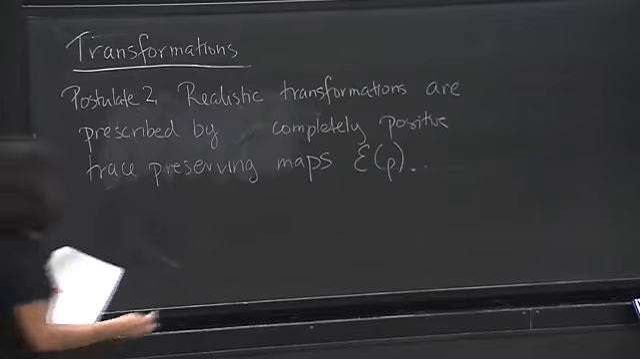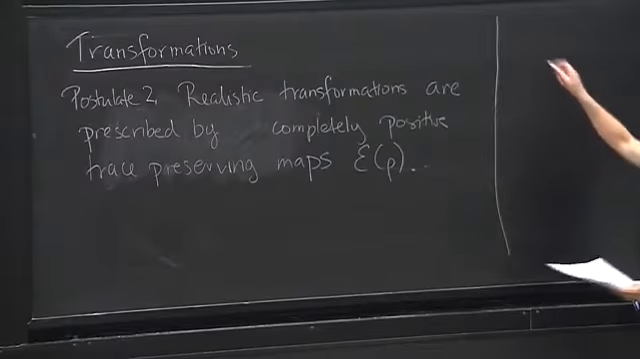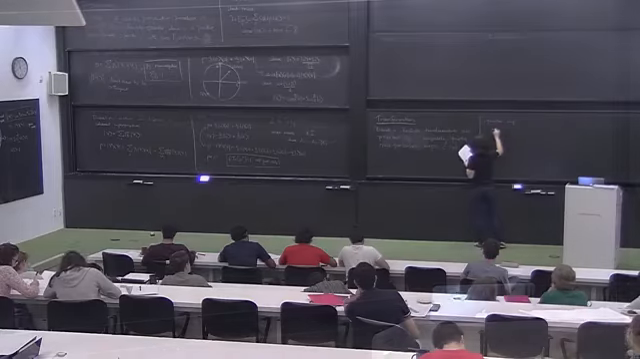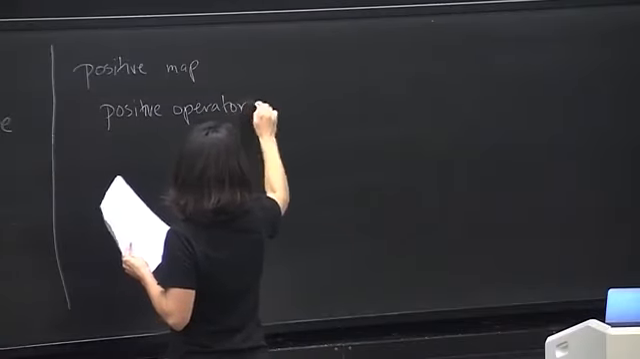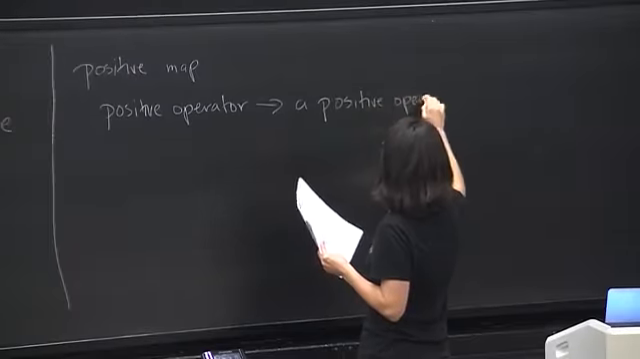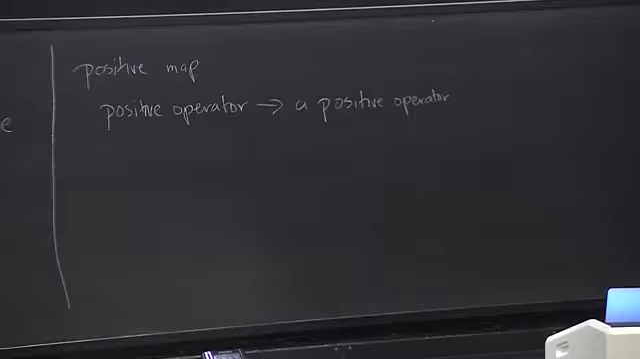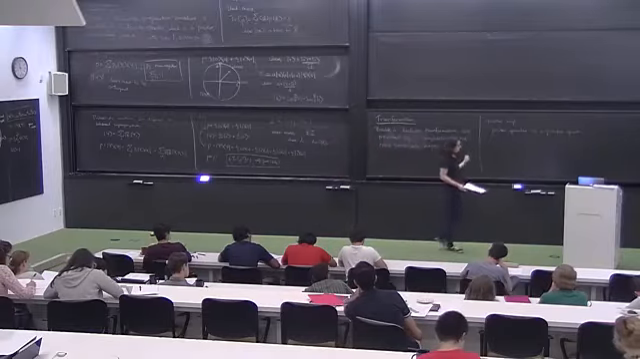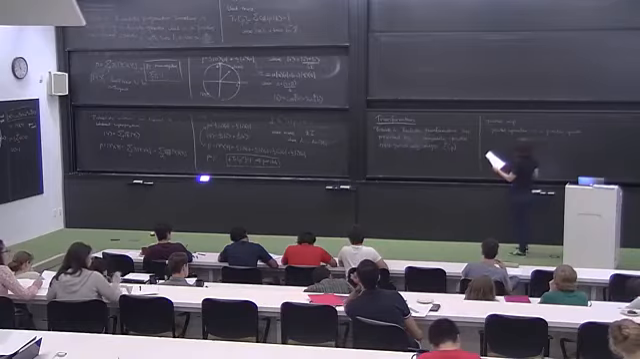So what do I mean by these things? A positive map is a map that takes a positive operator to a positive operator. And actually, for all of the maps that I'm going to discuss today, positivity is a sufficient condition. But more generally, we'll see later on that we require a stronger condition, which is complete positivity, which is defined as follows.